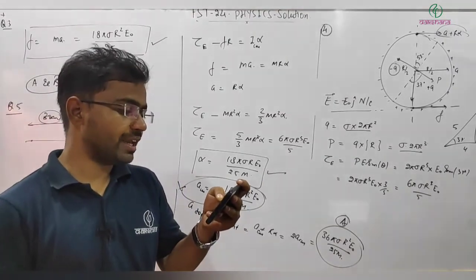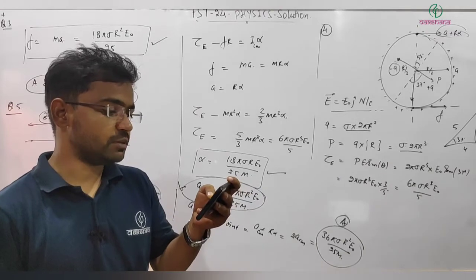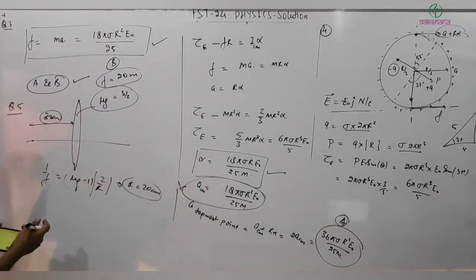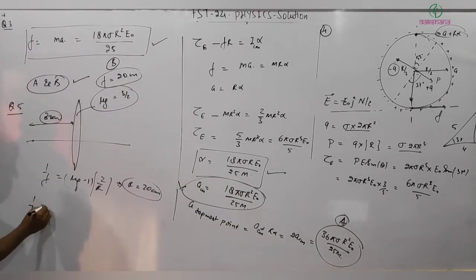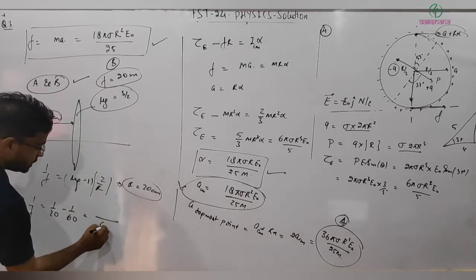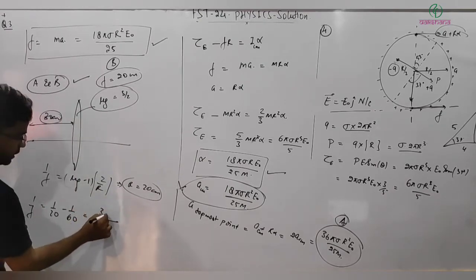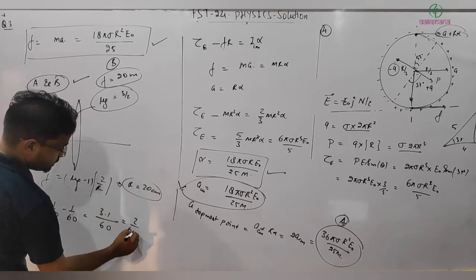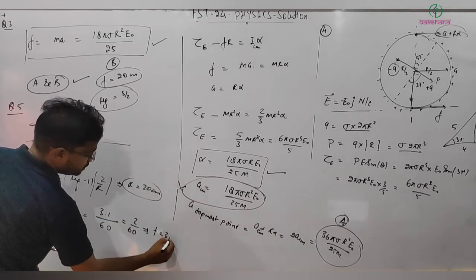So another concave lens of 60 centimeters placed in contact with the previous lens, we will check the effective focal length. 1 by f is equal to 1 by 20 minus 1 by 60, and this is equal to, taking LCM 60, 3 minus 1, it's coming out 2 by 60. This implies f is coming out with 30 centimeter.